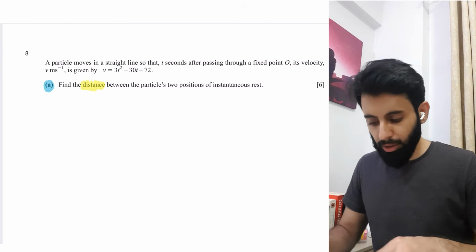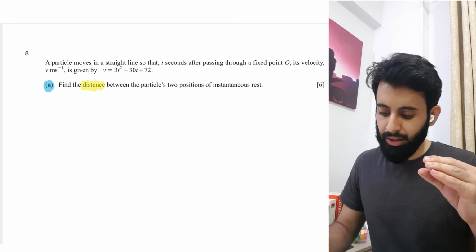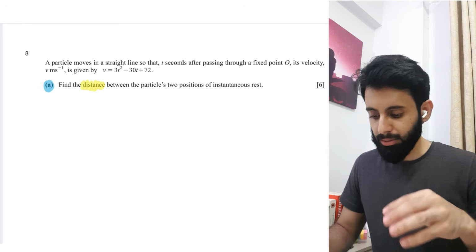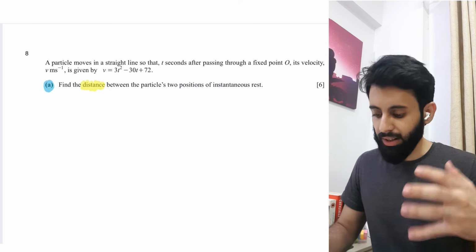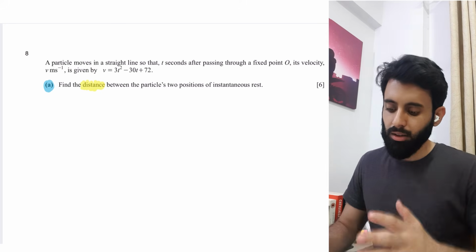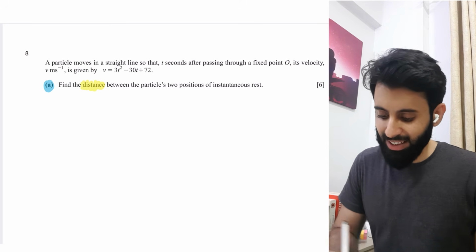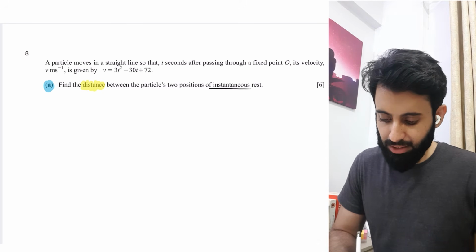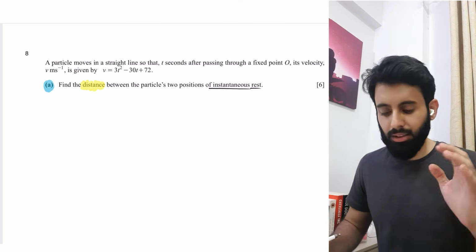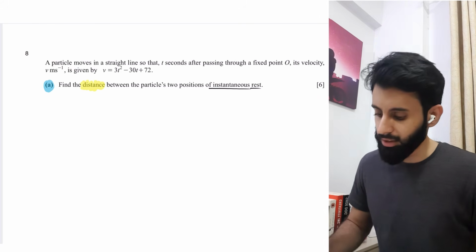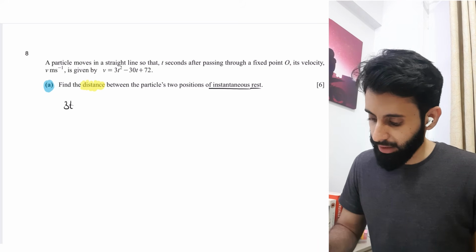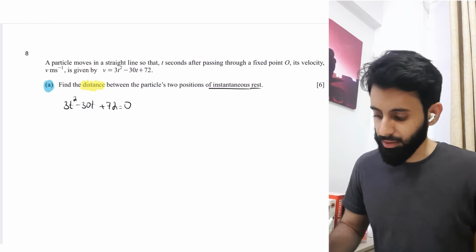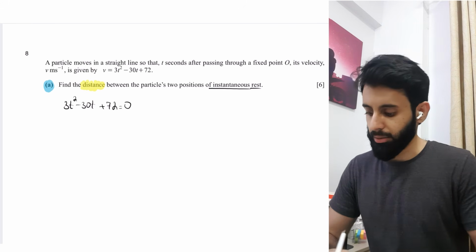Okay, so there's a lot going on in this question, and a lot of important concepts that I'm going to highlight and point out as I'm solving this question. So it says find the distance between the particle's two positions of instantaneous rest. Whenever we see the words instantaneous rest, or just rest for that matter, that should instantly tell us that the velocity is equal to 0. So that's what I'm going to do. I'm going to set the velocity equal to 0. So I'm looking at 3t squared minus 30t plus 72 is equal to 0. All right, and then I'm going to solve this equation.